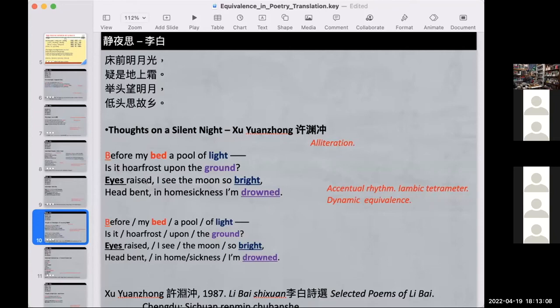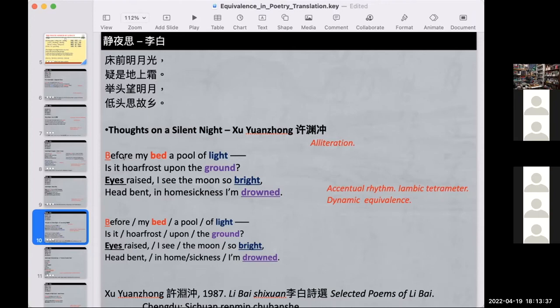So this classical meter is "Before my bed, a pool of light." This is called iambic tetrameter in English. Why is it tetrameter? Tetra in Greek means four. Penta is 5, hexa 6, hepta 7, octa 8, deca 10, and so on. So this is tetrameter.